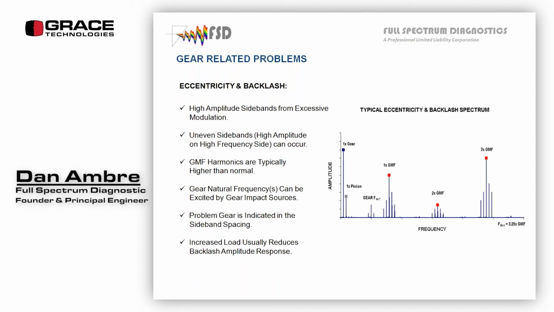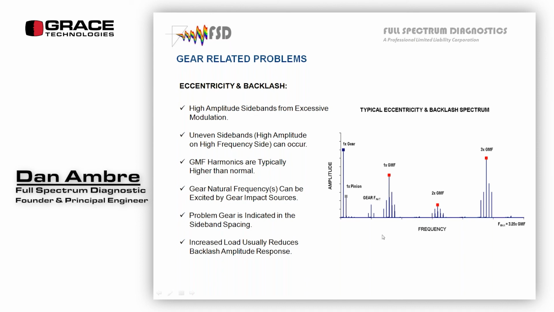Gear-related problems, backlash and eccentricity. These will generate changes in sidebands. So you'll see a couple of things here. You don't see that normal progression. You see 1 times and 3 times gear mesh are a little higher. You also see sidebands around the gear mesh frequency. And typically, uneven sideband sets can occur. Usually the high frequency sidebands are higher in amplitude than the low frequency side.